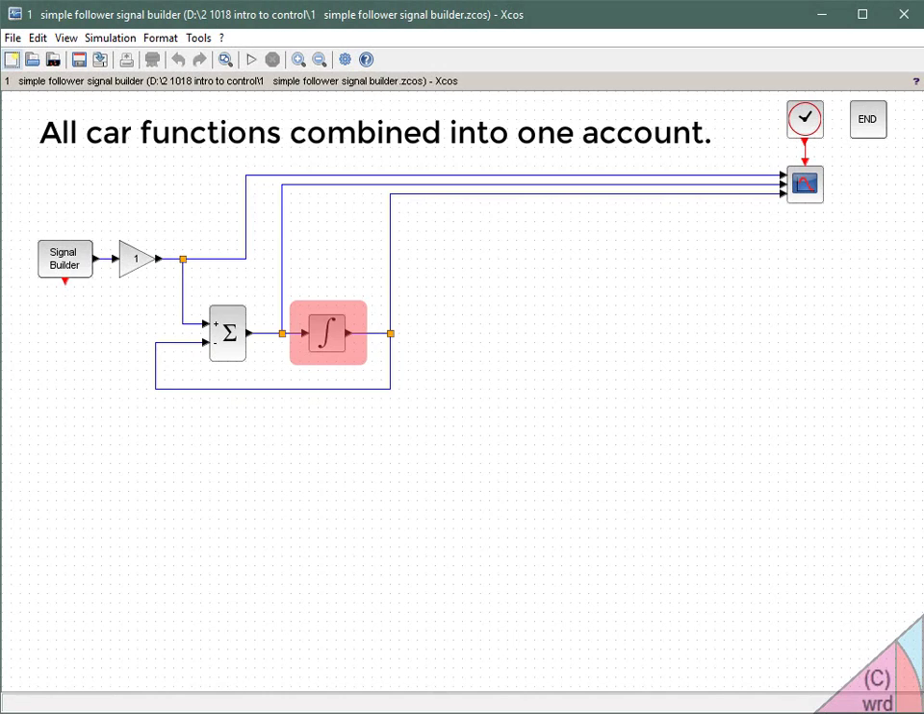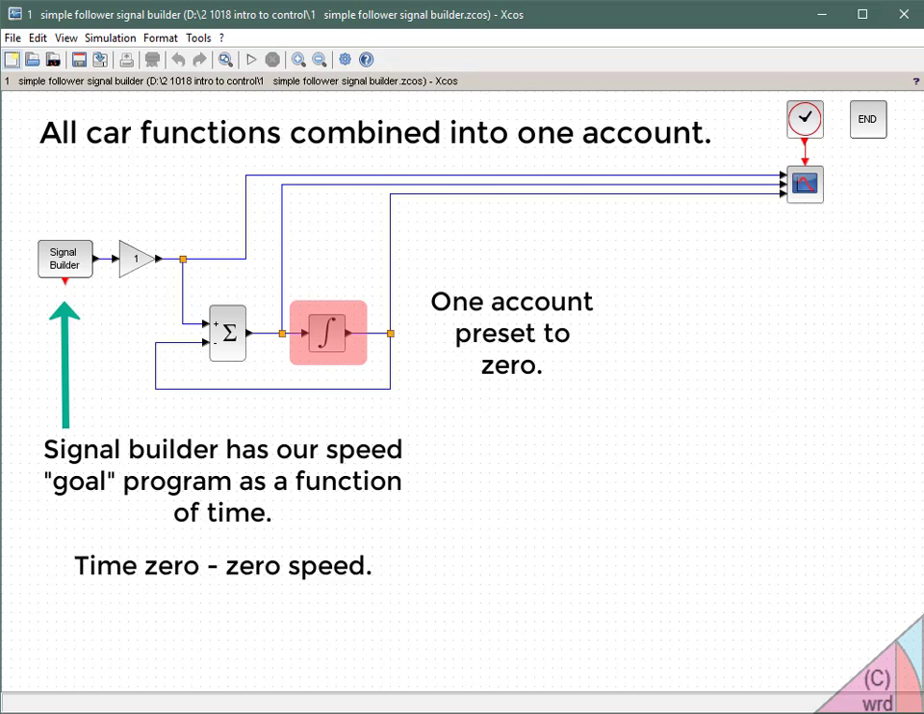Here is our simplified, one-block cruise control model ready to run. Our one account is preset to a car speed of 0. The signal builder speed goal for model time 0 is 0. It changes to speed 5 at time 5, and changes back to speed 0 at time 20.